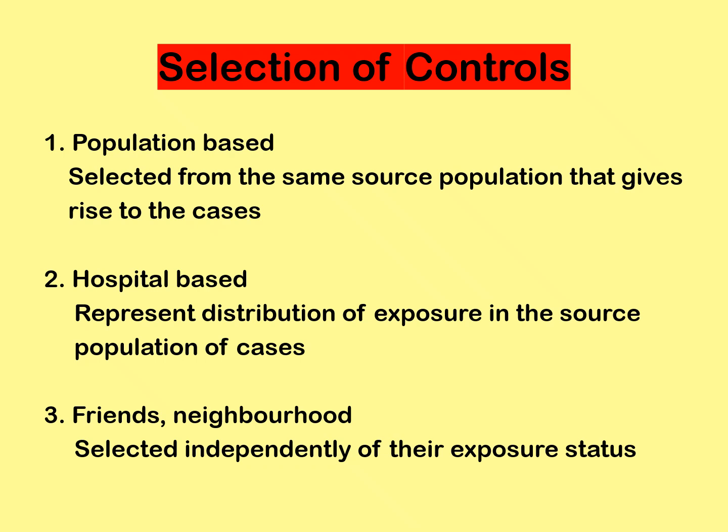So next is selection of controls. Firstly, we have population-based controls. These are chosen from the same general population as the cases. Next is hospital-based controls. These are selected from the same hospitals where the cases were found. Lastly, we have friends or neighborhood. In this, the controls are chosen from the same social or geographic environment from where cases were selected, without considering their exposure status.